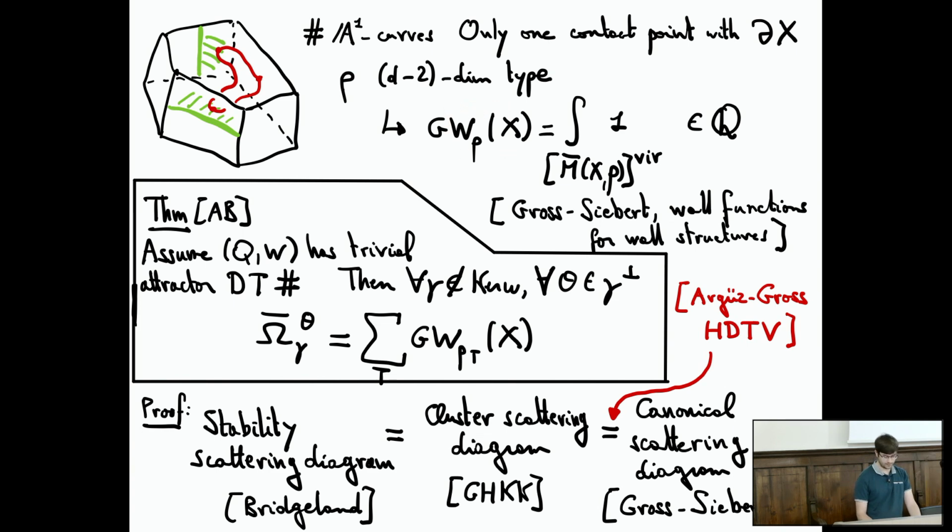So the difference with the toric situation is that here the moduli space might not be of the expected dimension. You really need some virtual technology. And the count which appears here is a count which was first defined by Gross and Siebert in the context of mirror symmetry for log Calabi-Yau varieties. And so to partly answer Joel's question, these numbers are the numbers which define the wall functions attached to the walls of the wall structure of the scattering diagram.